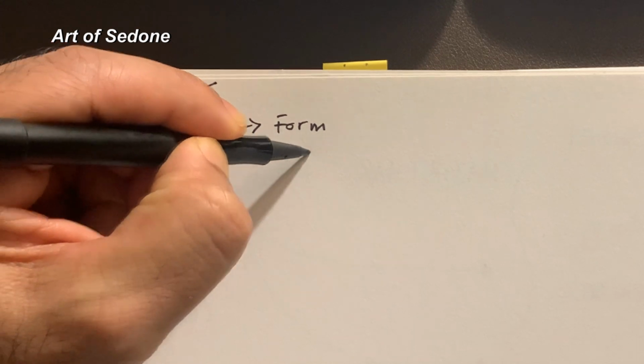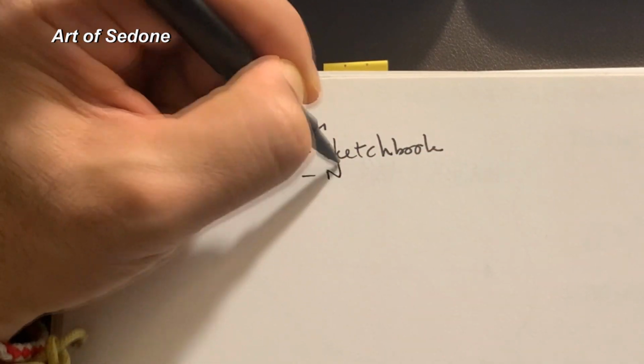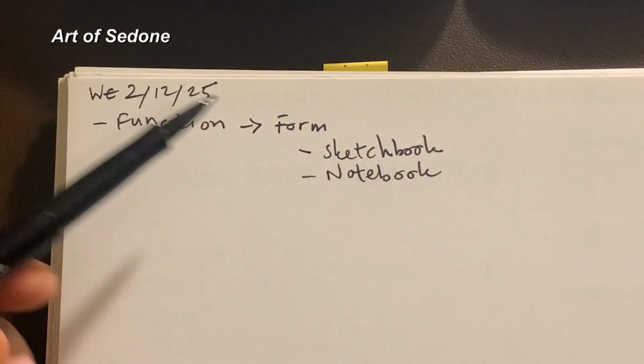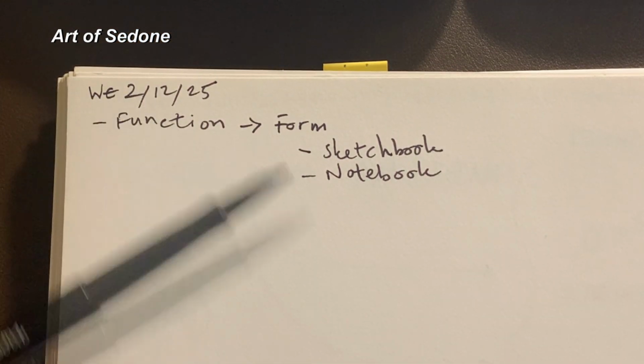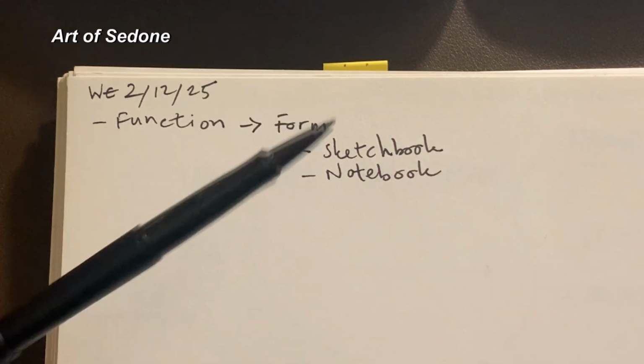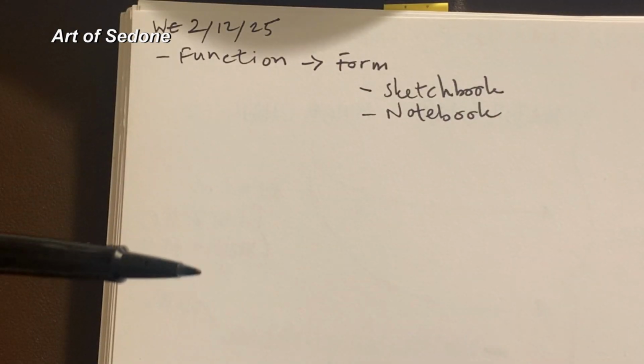So the idea is that whatever form, let's talk about the forms. You have a sketchbook, you have a notebook, that kind of thing. So those are the forms. But the function is this idea of what I was just talking about. I want my sketchbook to be basically anything that I want to sketch.